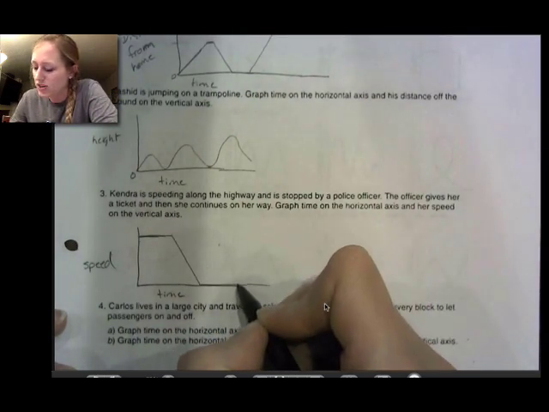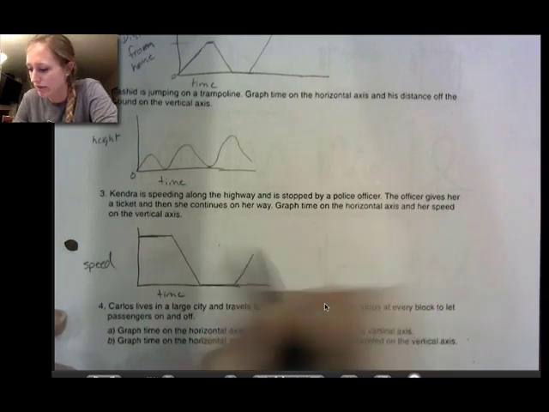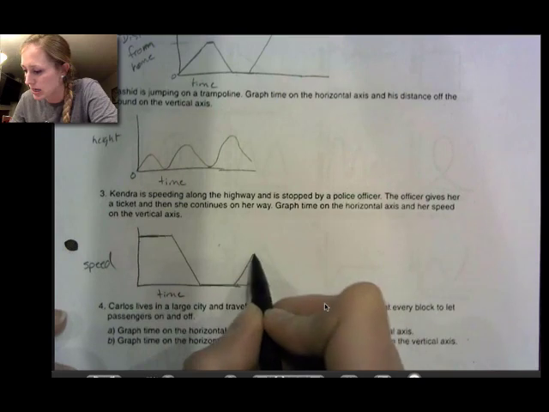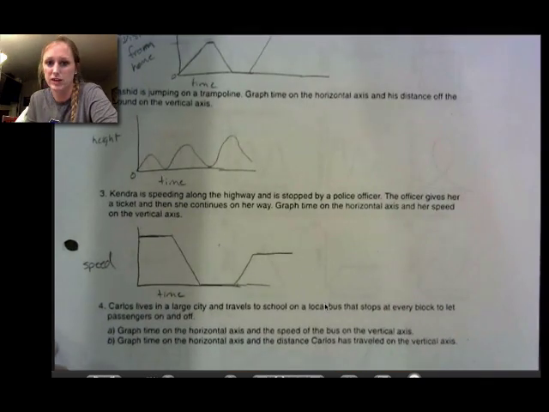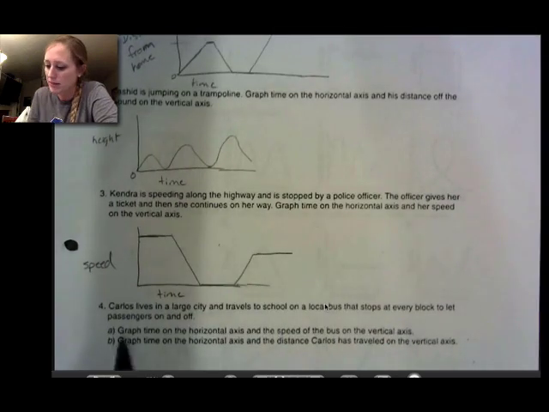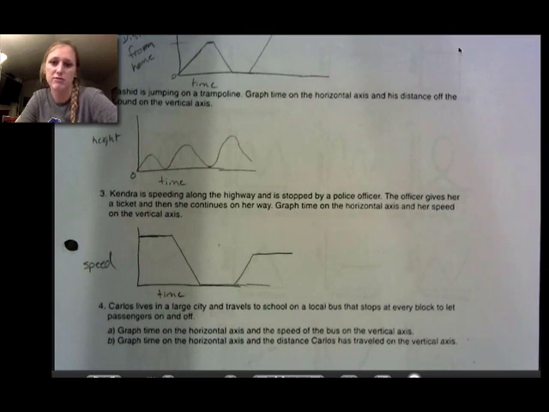Now, she's going to speed up again once she's on her way, but she's not going to go that fast anymore. She's speeding up, and she's only going to go 45 this time. She's going to drive the speed limit so she doesn't get pulled over again. So this would be another graph of speed versus time. All right, I'm going to leave number 4 for you guys, but there are some good examples to help you with qualitative graphs, both matching a graph to a situation or coming up with the graph given the situation.